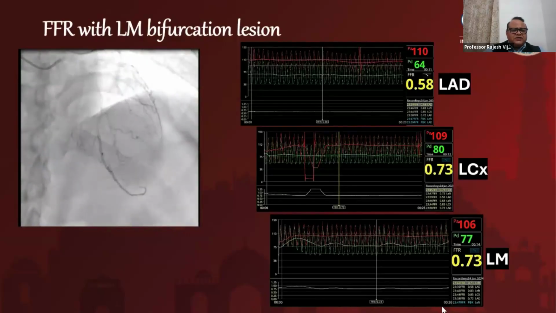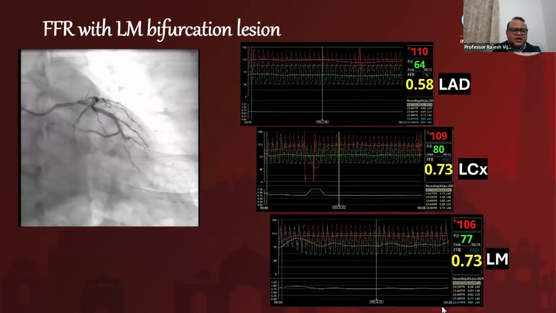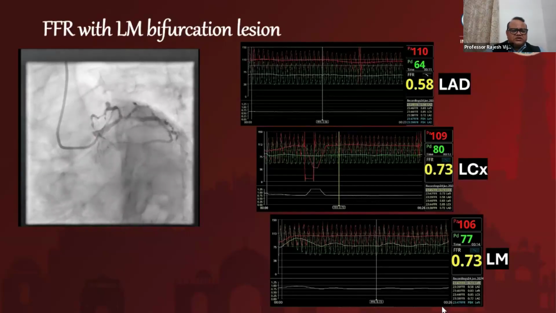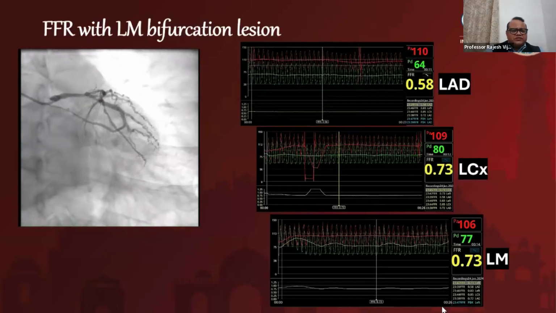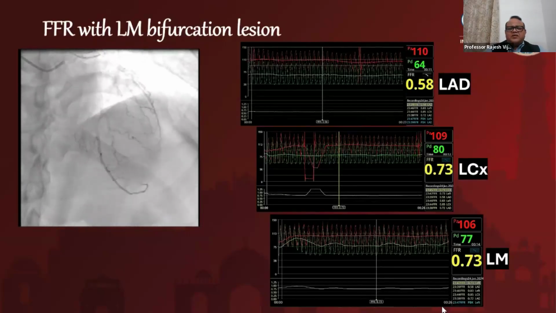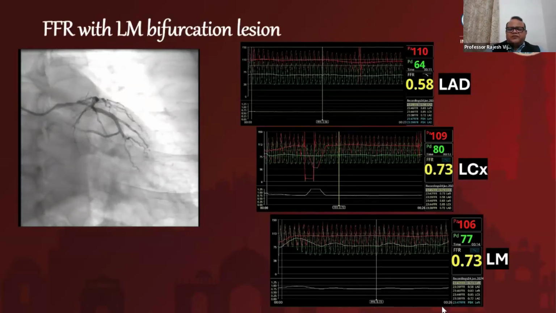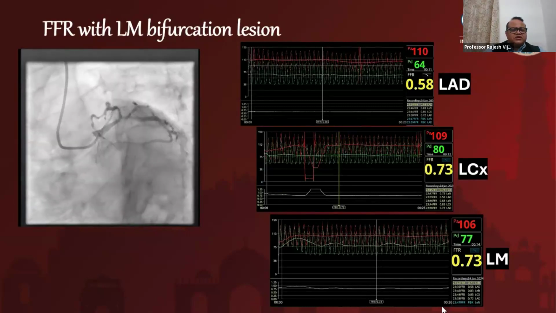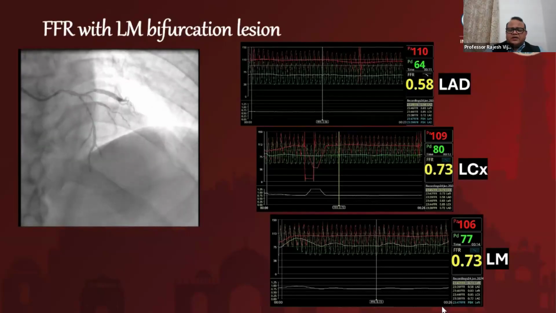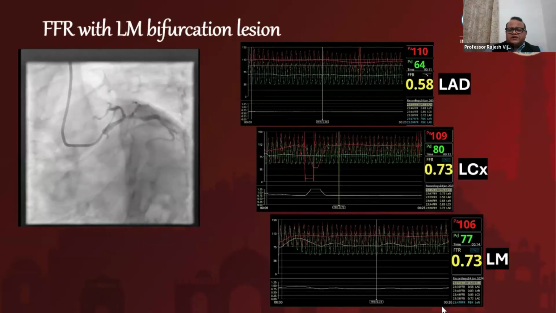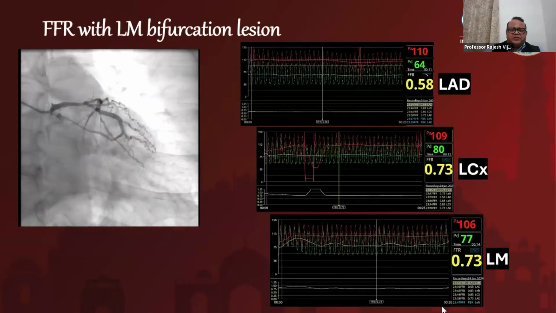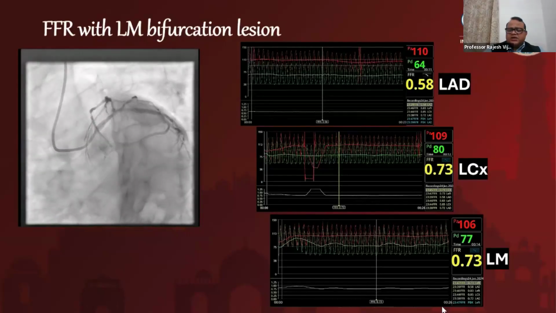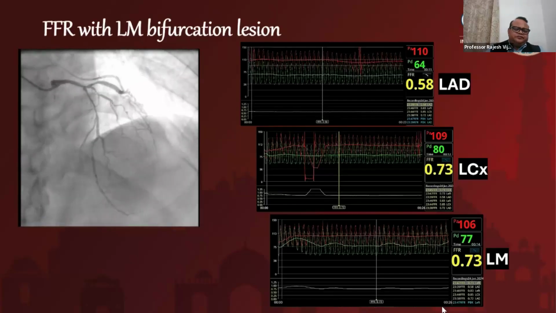a left main bifurcation disease, with the LAD and the LCX having around 60 to 70% disease, and the distal left main is also having some disease. And then we had FFR done, so LAD is 0.58, LCX is 0.73, and left main is 0.73. Hence, there is significant functional stenosis of the left main bifurcation, and therefore this particular patient underwent two-stent left main bifurcation PCI.